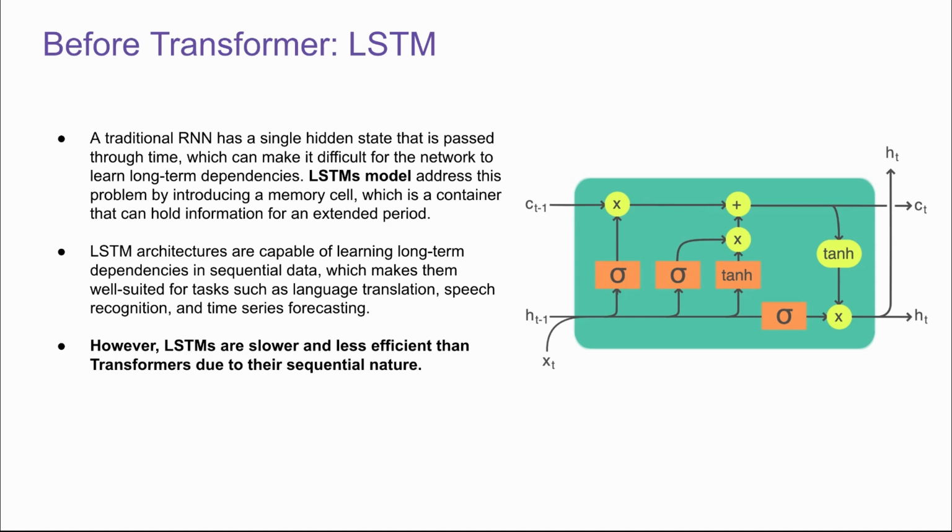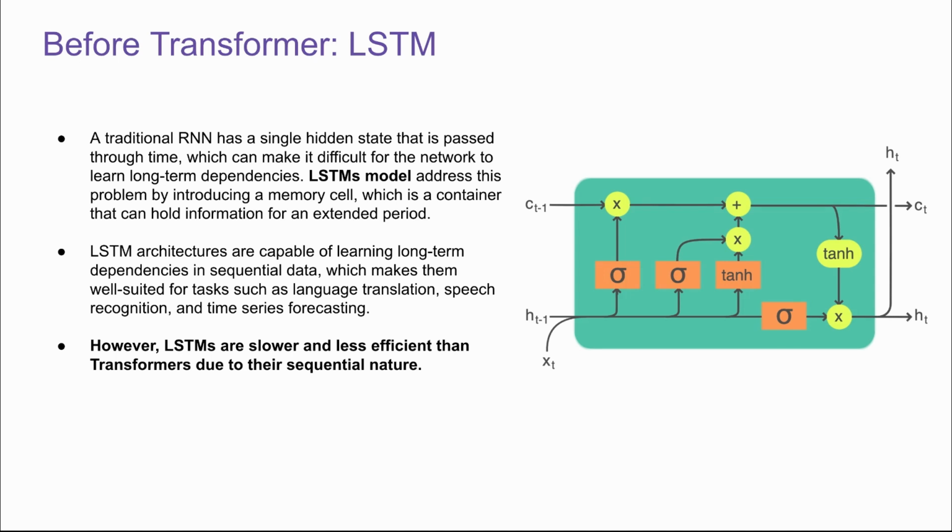The LSTM model solved this problem by introducing a memory cell. This is a container that can hold information for an extended period, so it makes LSTM capable of learning long-term dependencies in sequential data. It worked great at that time for language translation, speech recognition, and time series forecasting. On the right, there is the LSTM cell. However, there's a problem with it.